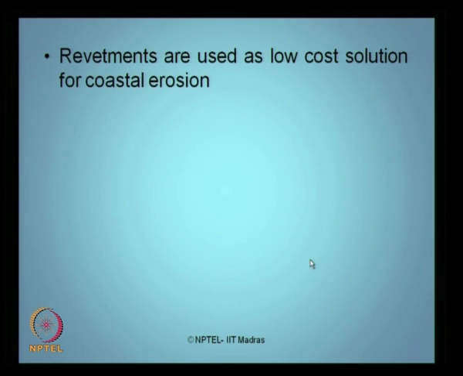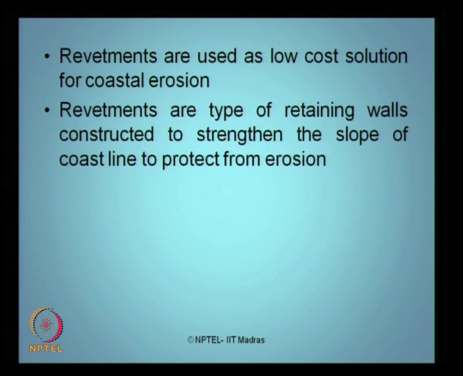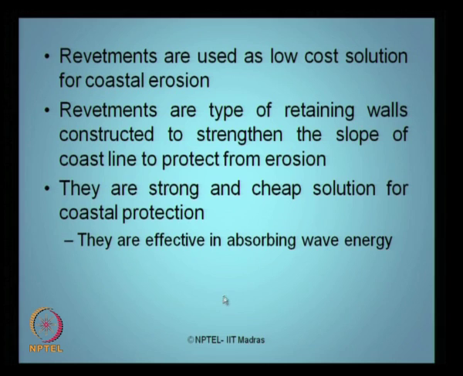Revetments are used as a low cost solution for preventing the coast from soil erosion. Revetments are actually one of the types of retaining walls. They are constructed essentially to strengthen the slope of the coastal line to protect it from erosion. They are a strong and cheap solution for coastal protection.